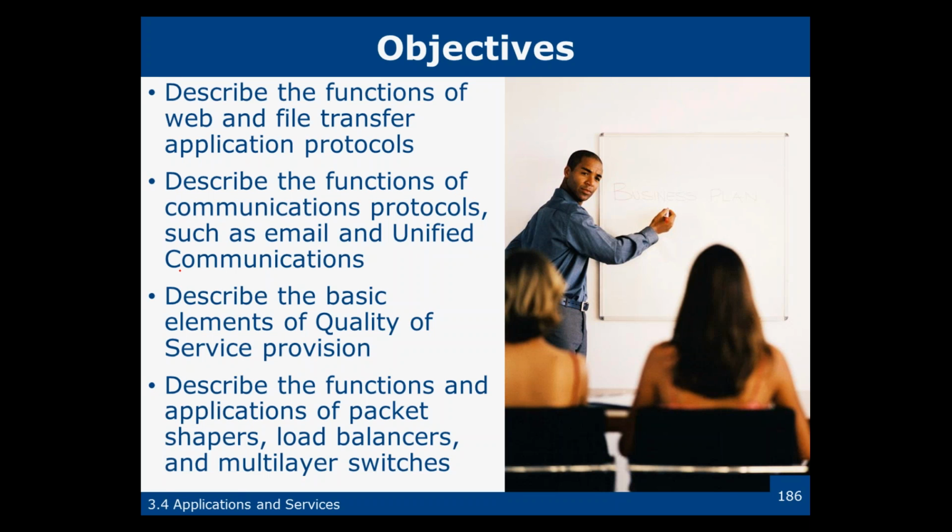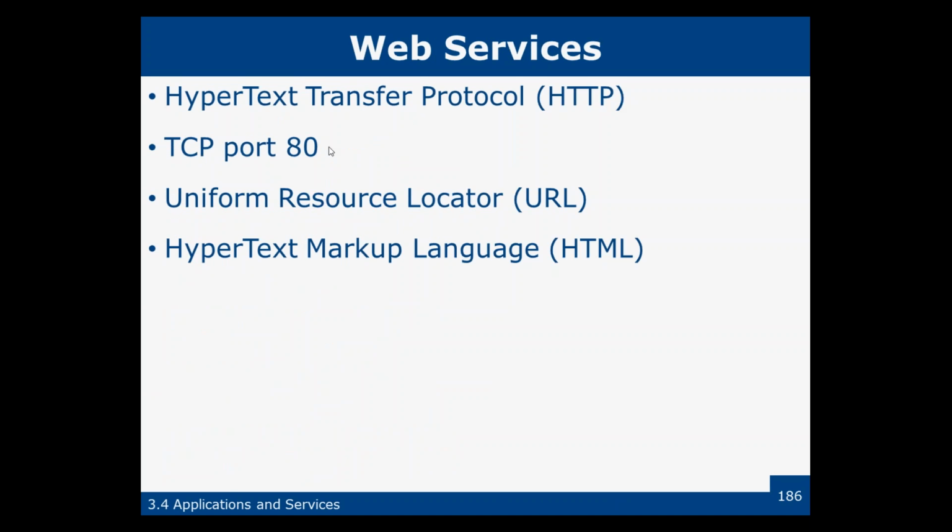The basic elements of QoS, quality of service. Quality of service allows us to give certain types of network traffic more priority than others. The functions of applications and packet shapers, load balancers, and multi-layer switches. That one's a mouthful, but it's pretty straightforward.